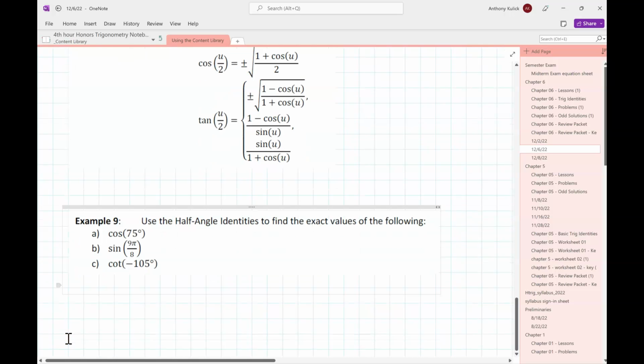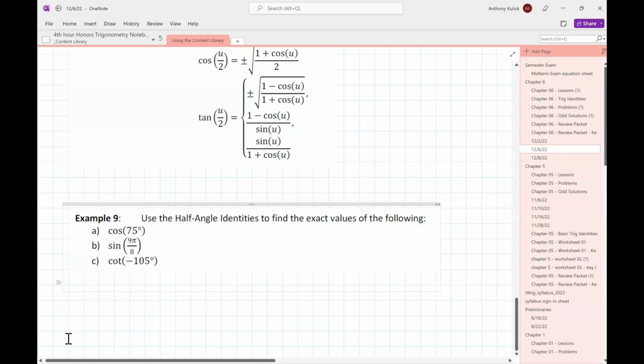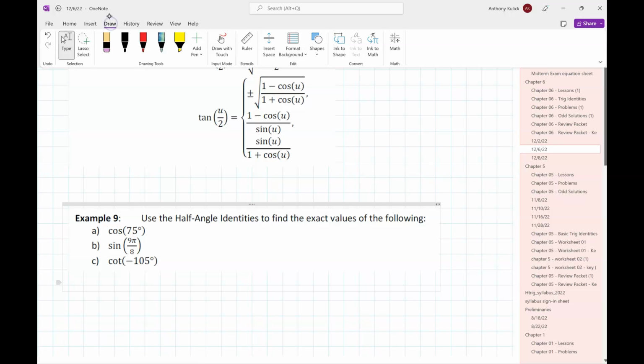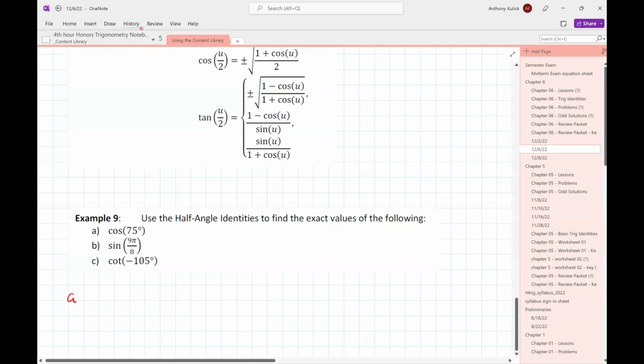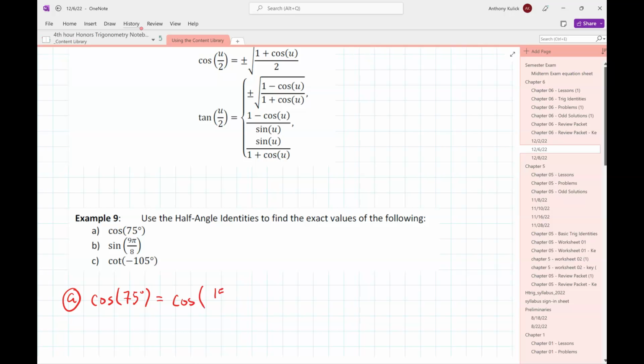And again, like we've done, we're going to start by doing some examples of ways we can use this to find exact values. So if I want to do cosine of 75 degrees, I'm going to rewrite 75 degrees as a half angle. So 75 is half of what angle? 150, which happens to be a unit circle angle. Yay!